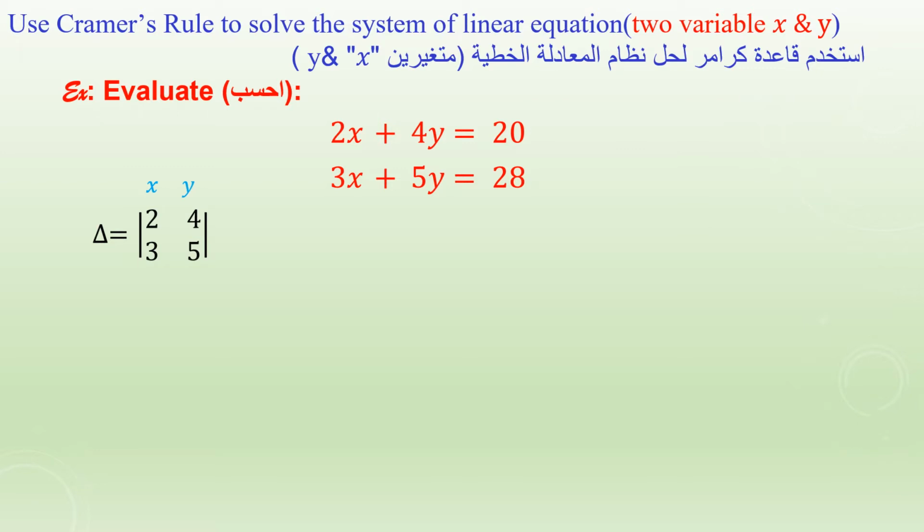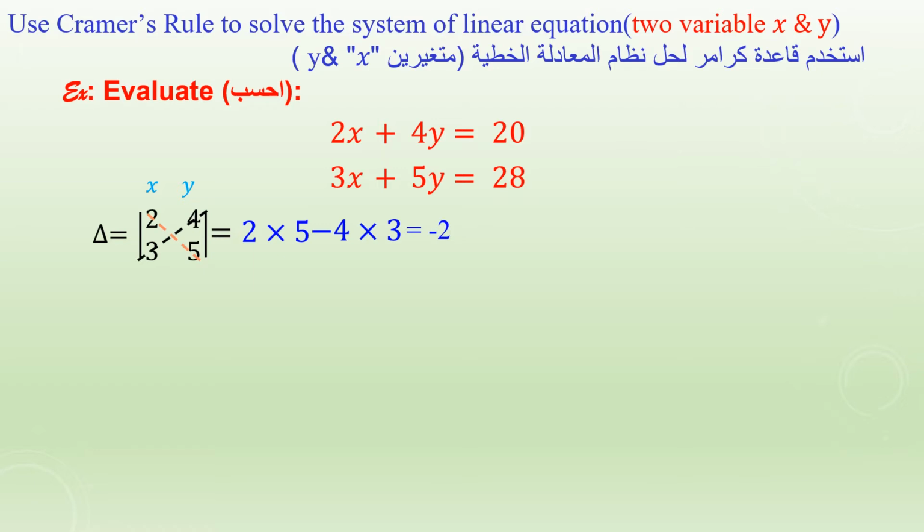Delta is the coefficient of x and the coefficient of y. The coefficient of x in the first equation is 2, and in the second equation is 3. The coefficient of y in the first equation is 4, and in the second equation is 5. This is a second order determinant. To solve it, I use the first row with sign rule positive and negative: 2 multiplied by 5 minus 4 multiplied by 3, equal negative 2.